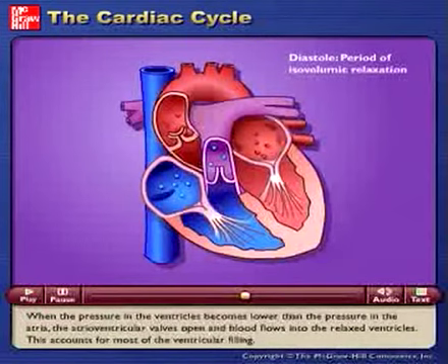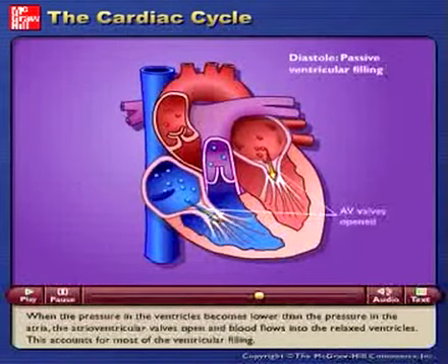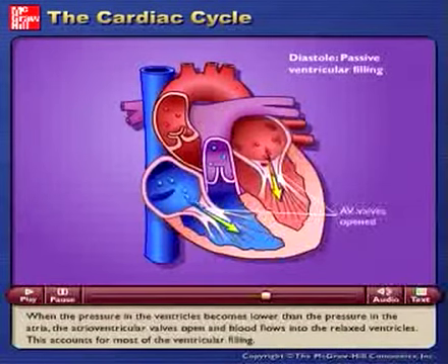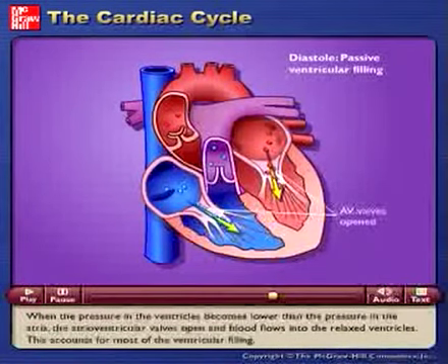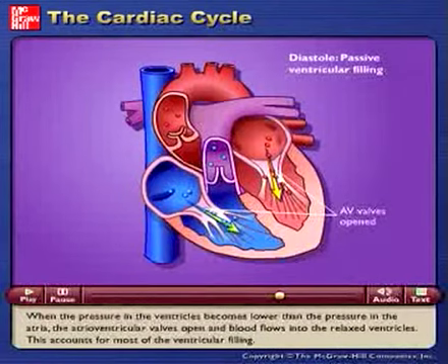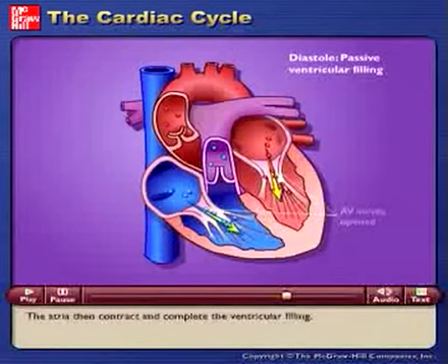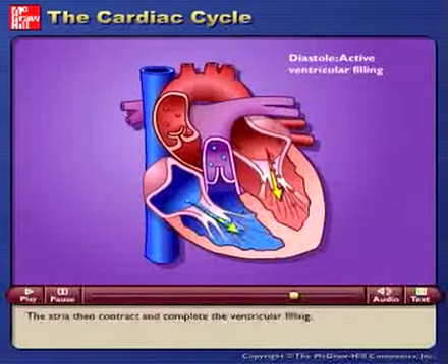Note that the atrioventricular valves remain closed. When the pressure in the ventricles becomes lower than the pressure in the atria, the atrioventricular valves open and blood flows into the relaxed ventricles. This accounts for most of the ventricular filling. The atria then contract and complete the ventricular filling.